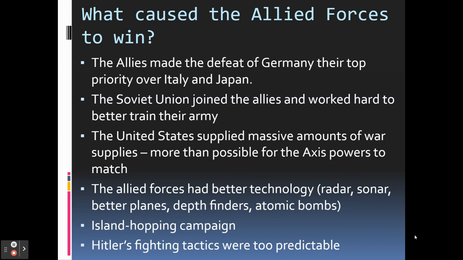And then Hitler's fighting tactics were just not that smart. Okay, he was too easy to predict. So good for us that he wasn't good at figuring out battle strategies.